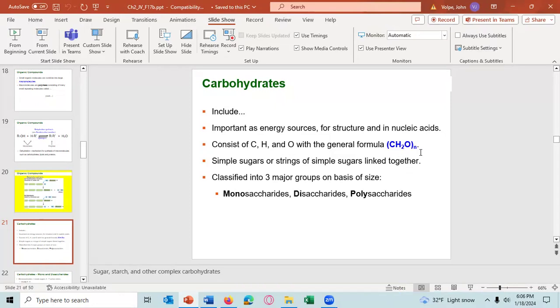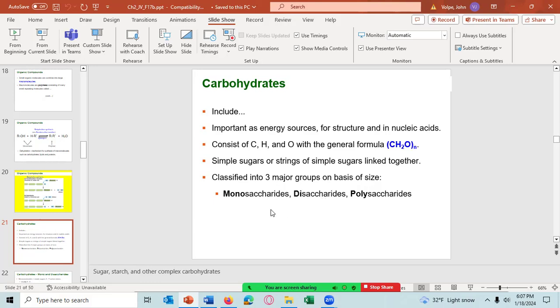Simple sugars or strings of simple sugars are linked together to make the other carbohydrates. We can classify carbohydrates into three major groups based on their size. You have the monosaccharides, which are the monomers of carbohydrates. You have the disaccharides. Mono means one, by the way, one saccharide. Saccharide means sugar. Disaccharide is two sugars. Di means two, saccharide sugars.